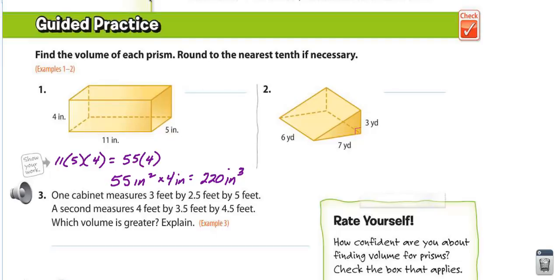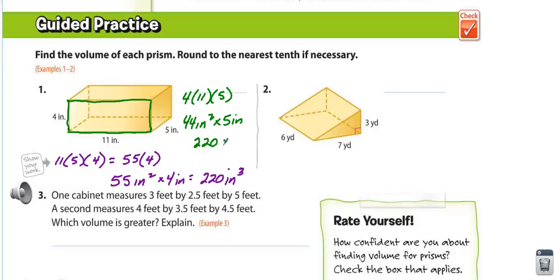Now, you might say, well, what if I did it in a different order? What if I did the 4 times the 11 times the 5? What if I decided that the first one I'm going to find is this one? I'm going to get that side first. Well, that'd be fine. You'd get 4 times 11 would be 44 square inches of area for that. And then you'd multiply by this 5-inch depth, and you would still get 220 cubic inches. So the order you multiply the three numbers together does not matter.